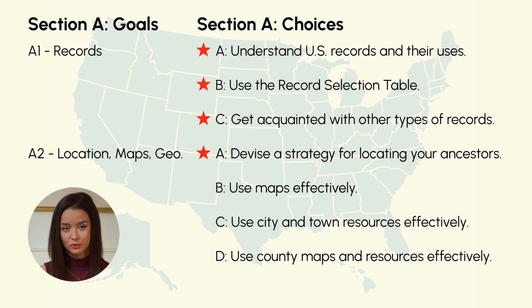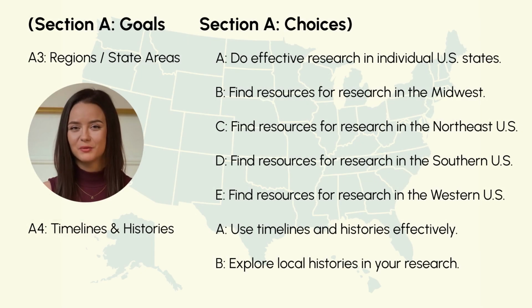In Goal A2, Choice A shows how location is a key aspect of research. Choice B explores types of maps for family history and how to understand them. Choice C discusses city directories, and Choice D reviews county records and how county boundaries shift over time. Let's continue with Section A.